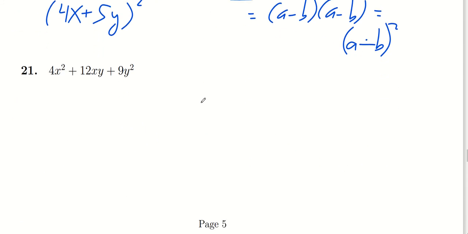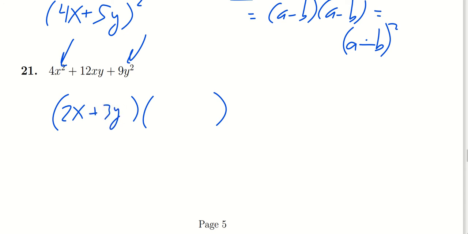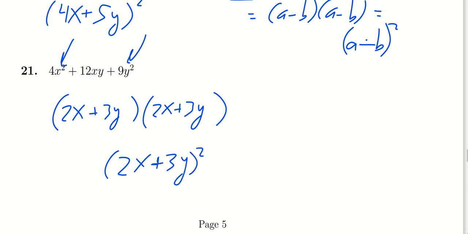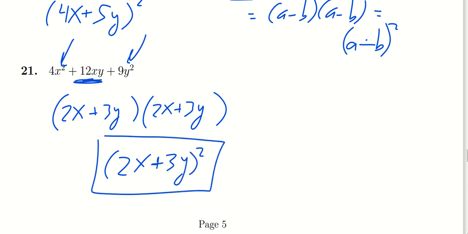Very similarly, you can check this one, but this one is another perfect square trinomial. I notice that the first term and last term are perfect squares. This one's going to factor as 2x plus 3y times 2x plus 3y, or you can write it as 2x plus 3y quantity squared. And whenever you do this, it's a good idea to check it. Make sure you do get that middle term.